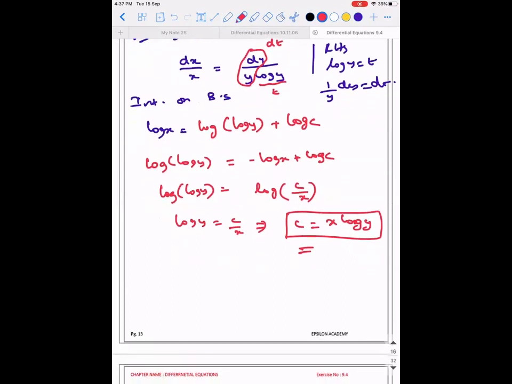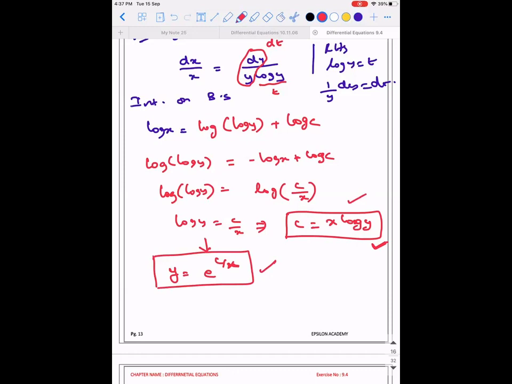Or if you want to write y in terms of x, I'm not saying this is wrong, this is right. If you want only y in terms of x, then we can do some more rearrangement. c by x is log y. So from this, the alternate way to write is y is equal to e power c by x. This is also another solution. This is also right, or this is also right. Both mean the same. I'm not sure how the answer is given at the back.